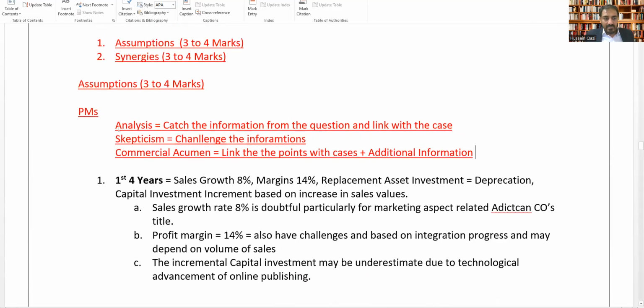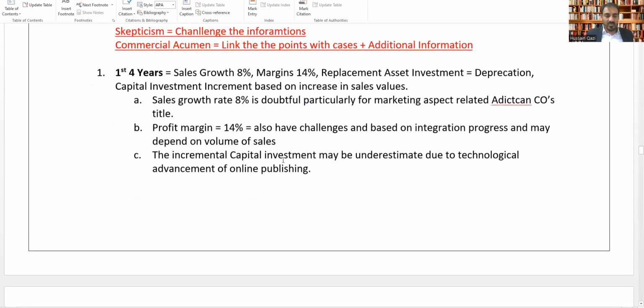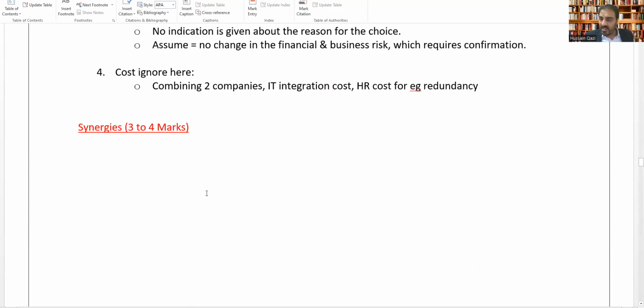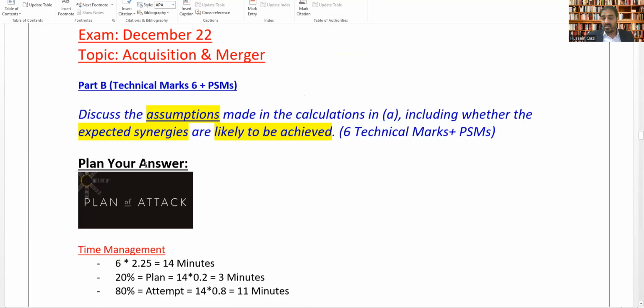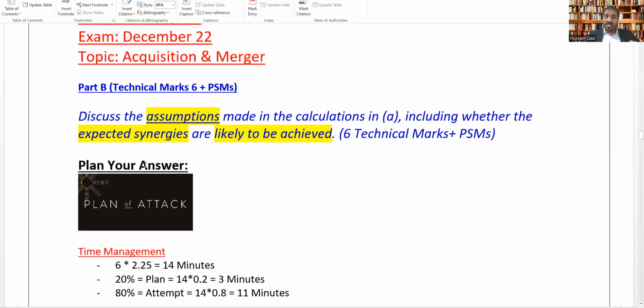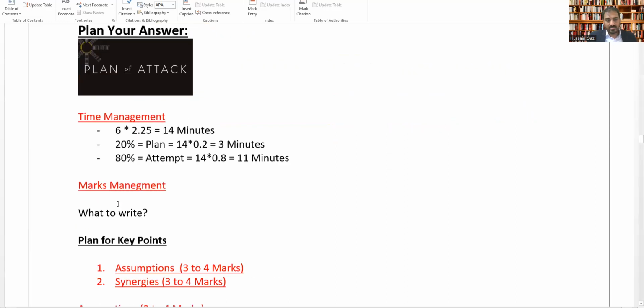Okay, now the same professional skill marks points, exactly as with the technical, we will apply with the synergy as well. But once again, I must say, you have to read the question once again. Assumptions and expected synergies likely to be achieved. So your communication must be in a manner that I have to write the answer about the synergy and whether this is likely to be achieved. That's important.